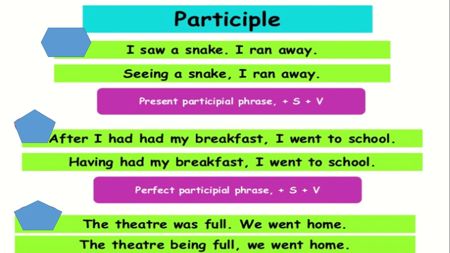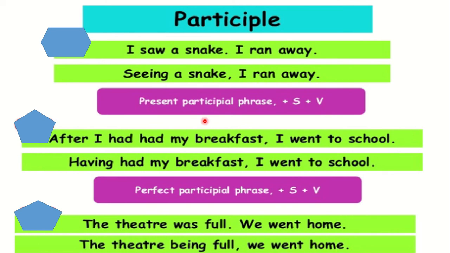See, for example, here we have a sentence. I saw a snake. I ran away. Now, how to use present participle in the same sentence? See, seeing a snake, I ran away. So, in the first clause, that was actually I saw a snake, we used seeing a snake as present participle.